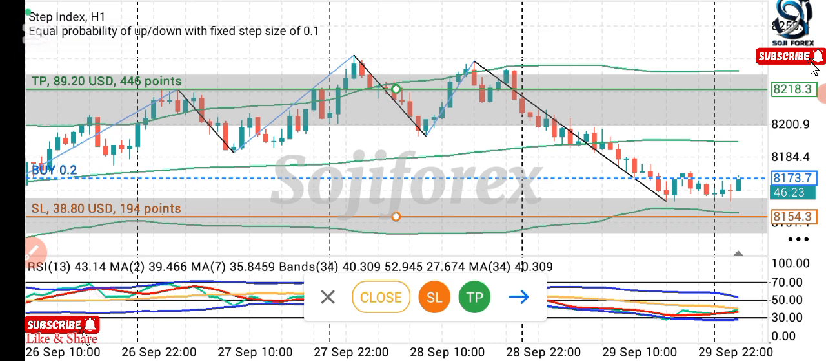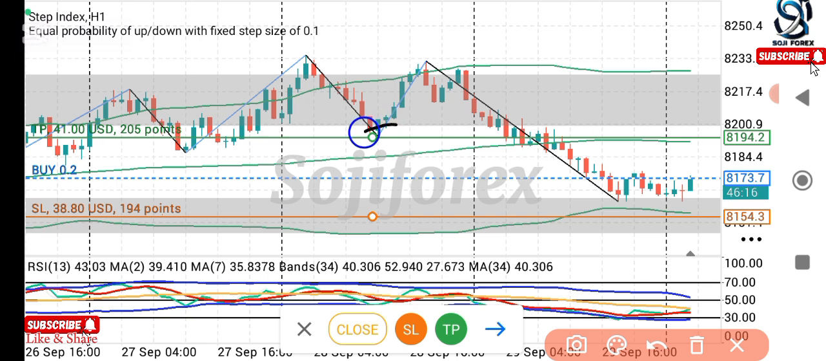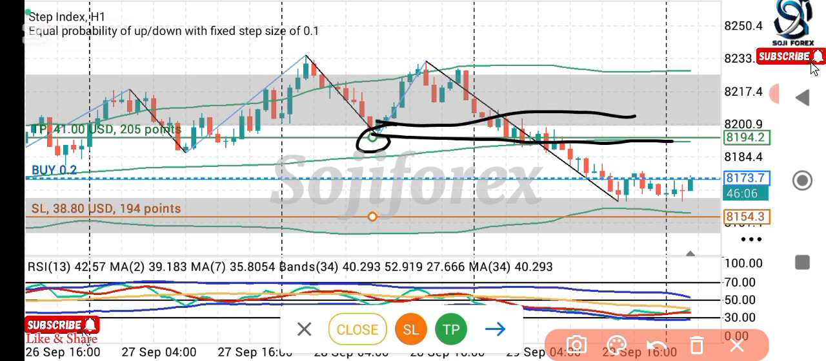And then this is another zone. Remember, look at this zone here. This is another zone. So here is where I'll be targeting my take profit. Because price will come to this zone, there's a tendency that it will retest it and then continue back to the downside. So that is exactly how this works.